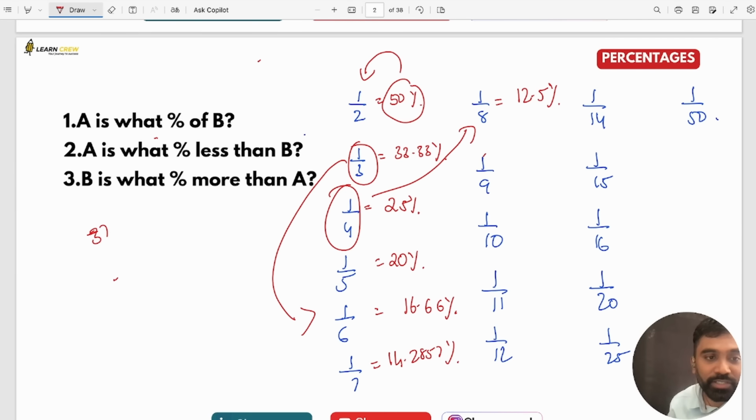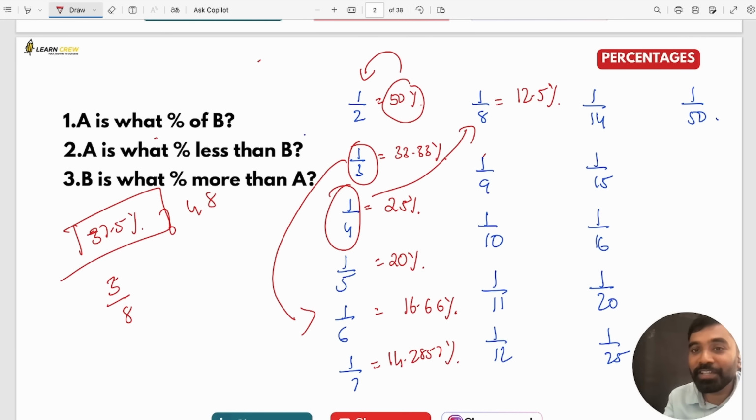When I ask you a question, what is 37.5%? Most frequently asked percentage, 37.5%. What is 37.5% of 48? Now you will tell, sir, 37.5% is nothing but 3 by 8. 3 into 1 by 8 is nothing but 12.5 into 3, that is 37.5. Yes, sir. Into 48, 8 will go 6 times, this becomes 18. Answer done. 10 seconds. Yes or no?